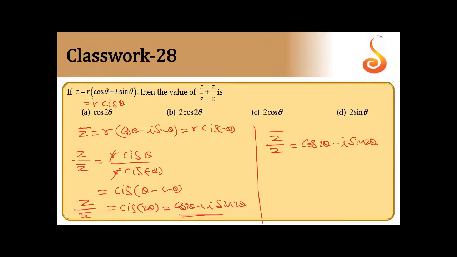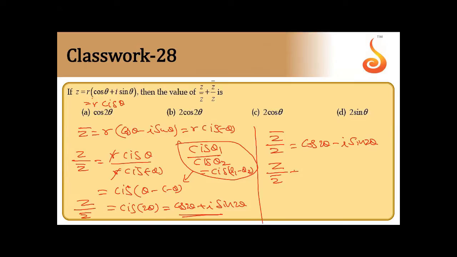So you have the property cis theta 1 by cis theta 2 is cis of theta 1 minus theta 2, using this property here. Yes, good, Ananya. So if z is cos theta plus i sin theta, z bar by z means reciprocal, cos theta minus i sin theta. Yes, B is correct only.